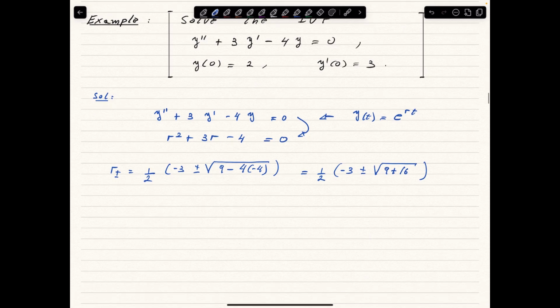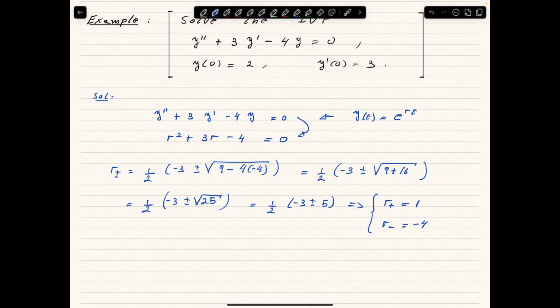So it's 25. So we have 1/2 negative 3 plus minus square root of 25. Then we have easy numbers. And then we have 1/2 negative 3 plus minus 5. And we get two solutions. When we choose the plus, we have a 2, so r plus is 2 divided by 2, which is 1. And then we have the r minus, which is negative 8, divided by 2, which is negative 4.